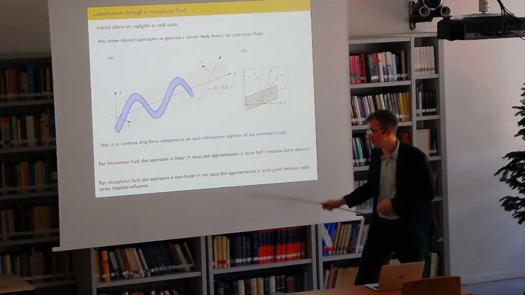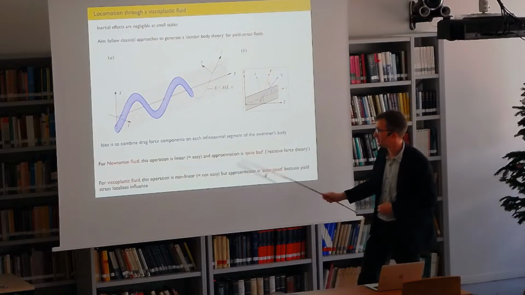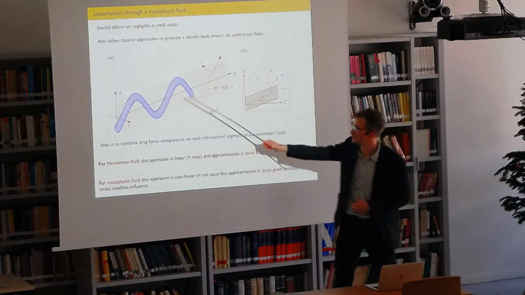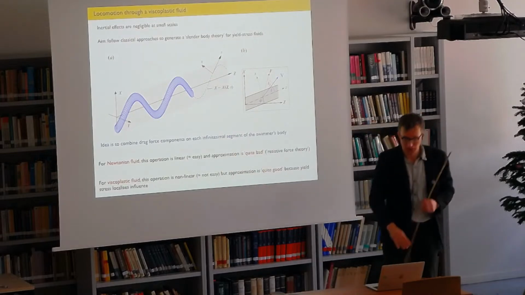It turns out for a viscoplastic fluid, for the reason we've already seen, flows are localized and stresses are localized, so the approximation becomes a lot better, because filaments don't interact with neighboring filaments in quite the same way, because everything gets more localized by the yield stress.